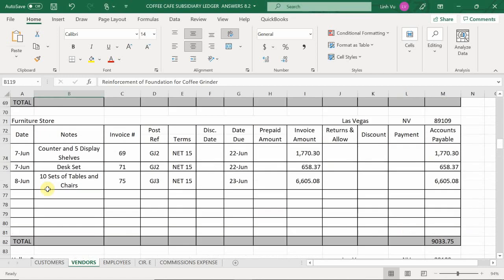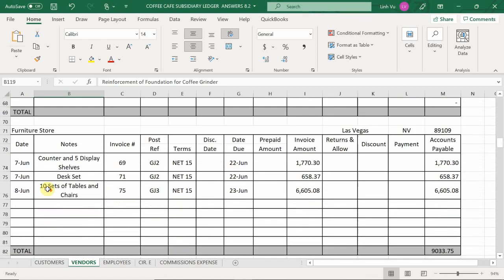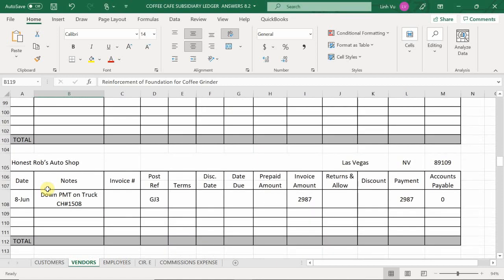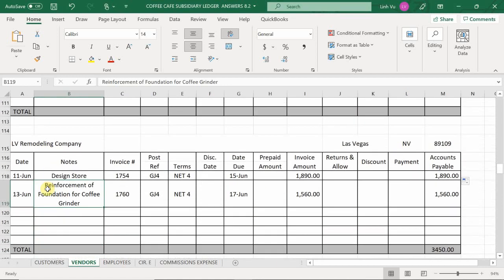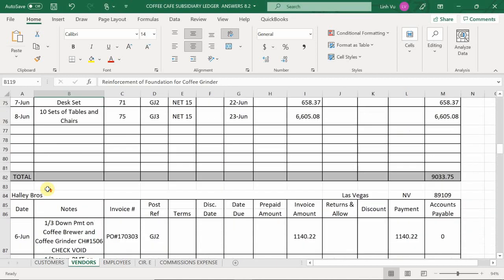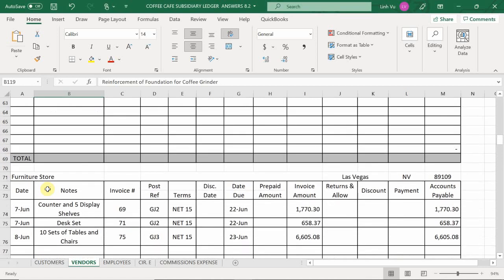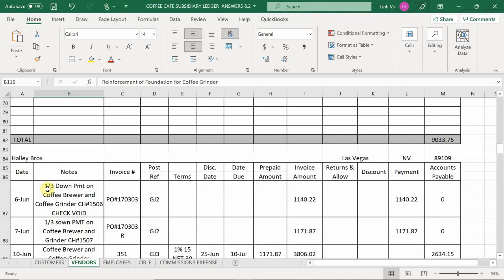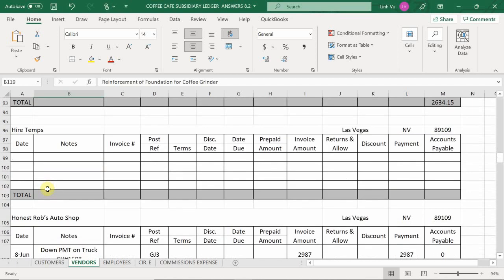Okay, and we put it on what employee or something like that because we don't have the agency. We don't have a name. Oh yeah, Hire Temp. Yeah, we have it too. Hire Temps. Furniture store. Haley Brothers. Hire Temps right here.